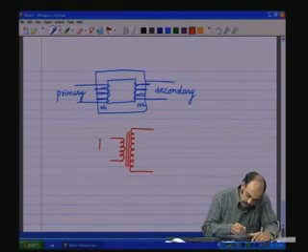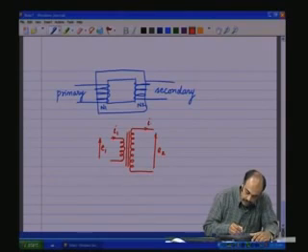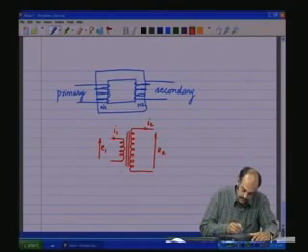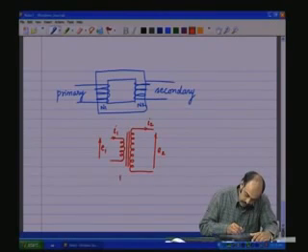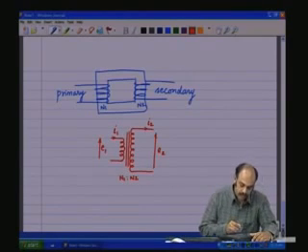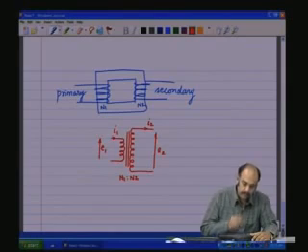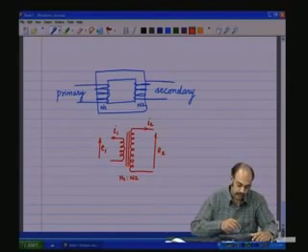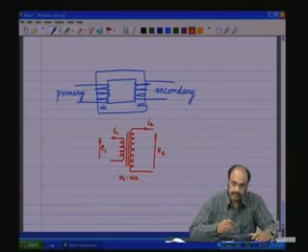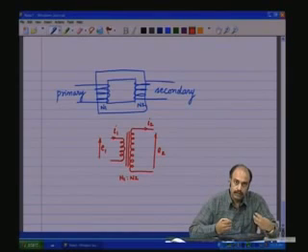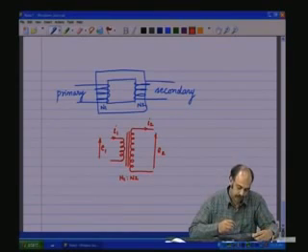This is the primary or E1, this is the secondary or E2, there is a primary current or I1, secondary current or I2, and there is N1 is to N2, number of turns in the primary, number of turns in the secondary. This is how a transformer is represented as a component in an electrical circuit.